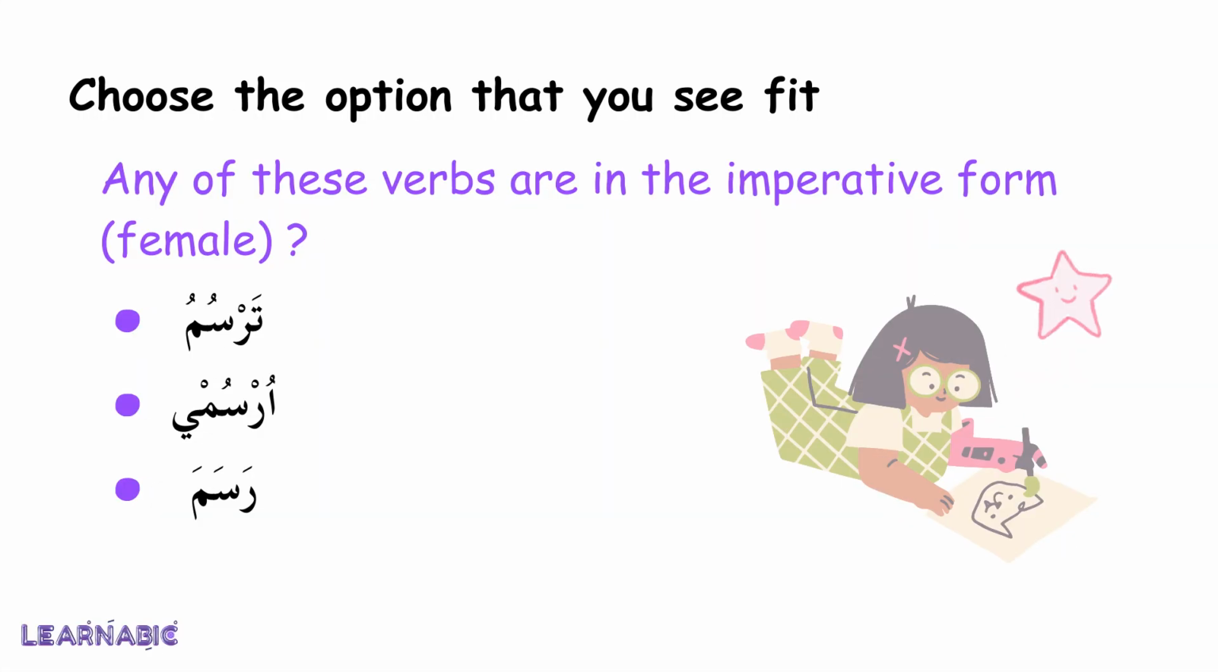Choose the option that you see fit. Any of these verbs are in the imperative form and it's for female. ترسم, ارسمي, رسم. Right. ارسمي.